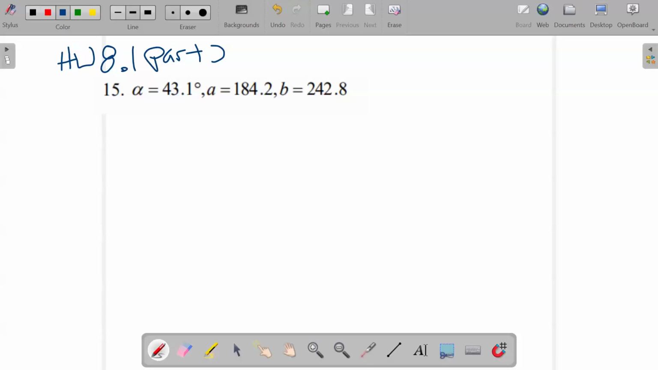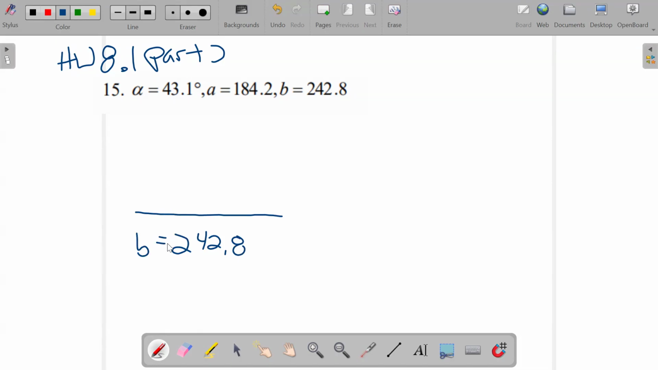All right, off we go. All right, so we have an alpha and an A and a B. So first thing I like to do is make a rough sketch of this. So let's say I'm going to put B along the bottom. So that's going to be my 242.8.